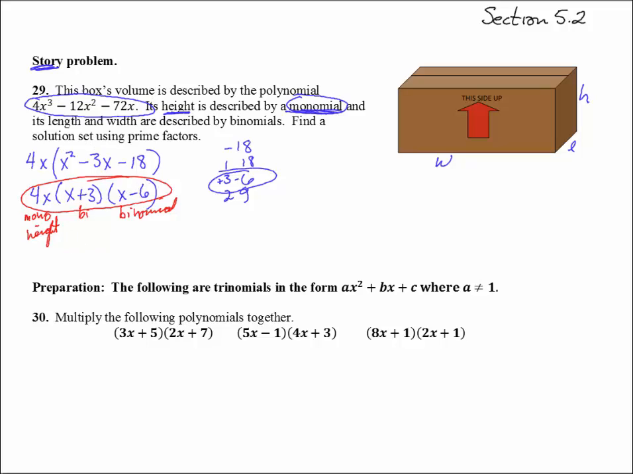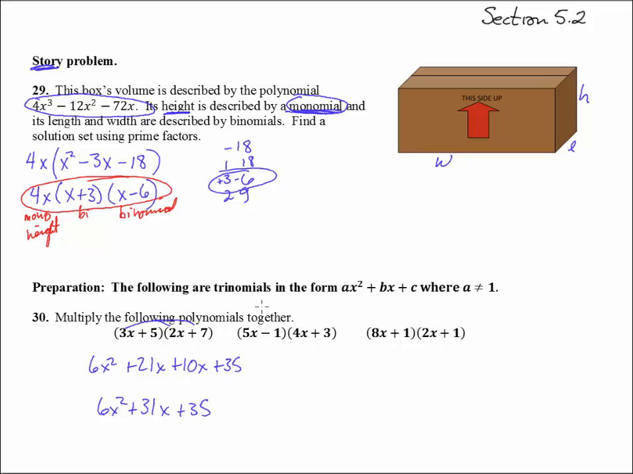Alrighty, number 30. Now, the following trinomials are in the form ax squared plus bx plus c, where a does not equal 1. That's what we're going to be studying on how to factor. So one of the key things about that is knowing how these things multiply together. So let's just multiply them together. It's 6x squared plus 21x plus 10x plus 35. That's 6x squared plus 31x plus 35.